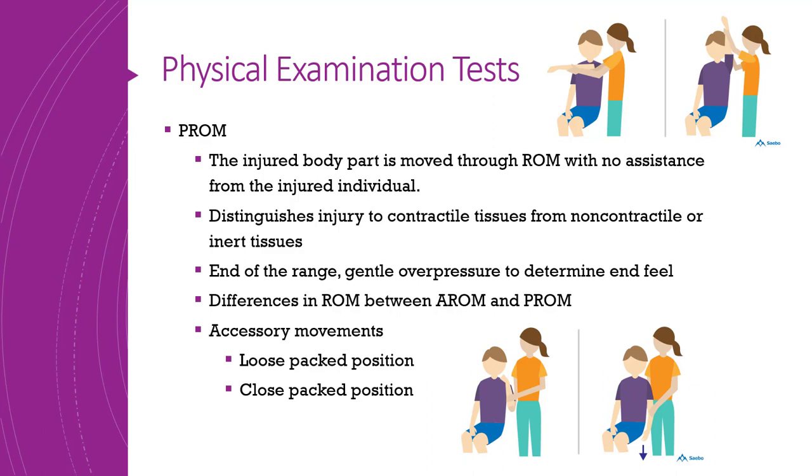If the individual is unable to perform all active movements at the injured joint because of pain or spasm, then passive movement can be performed, meaning the clinician is moving the body part through range of motion with no assistance from the injured individual. As passive range of motion is performed, the individual should be positioned to allow the muscles to be in a relaxed state. Passive range of motion helps us to distinguish injuries to contractile tissues from non-contractile or inert tissues. Inert tissues include bone, ligament, bursa, joint capsule, fascia, dura mater, and nerve roots.